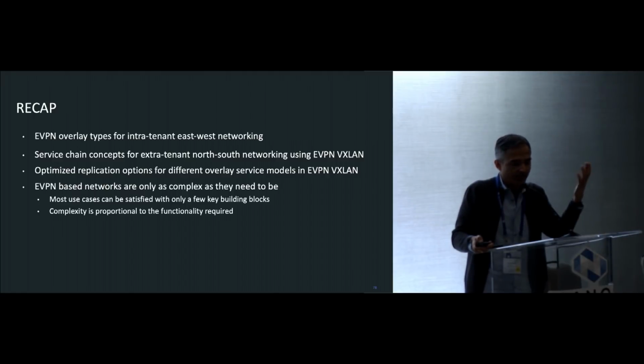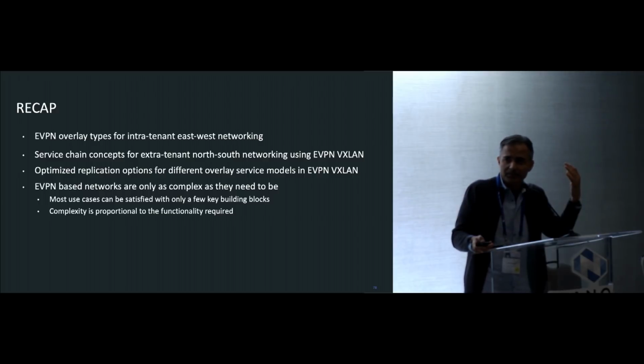And like I mentioned before, EVPN is only as complex as it needs to be, right? There's a lot of route types, yes. But if you're not doing multi-homing, you're not doing the multi-homing route types. You're not doing replication, you're not doing the replication route types. So you're basically using the bits that you need, right?